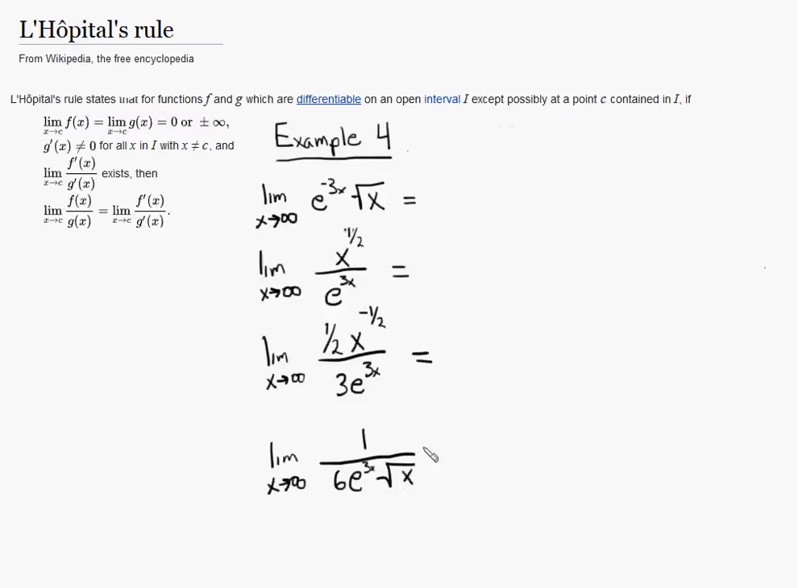And when we go to evaluate this with direct substitution, it's 1 over e to the 3 infinity times square root of infinity, or just 1 over infinity, or 0. So we found that the limit of that complicated function as x approaches infinity is 0, thanks to an application of L'Hopital's rule after we rewrote the function.